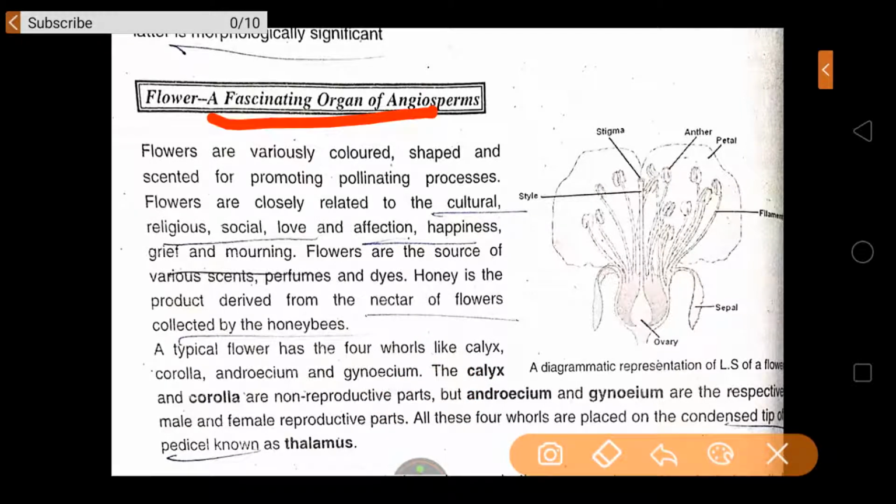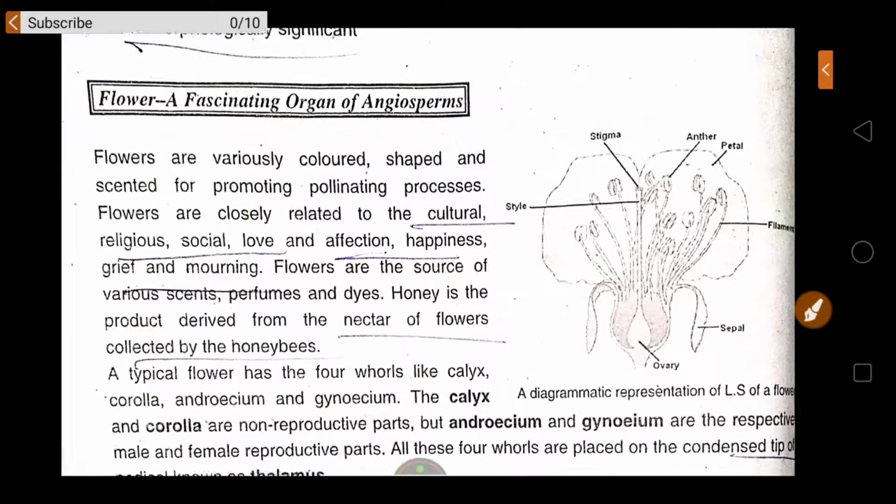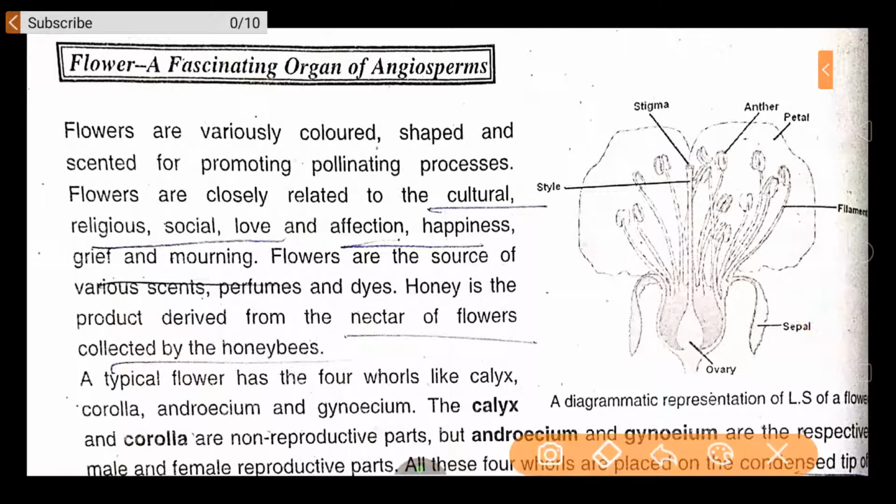Flower, a fascinating organ of angiosperms. Flowers are variously colored, shaped, and scented for promoting pollinating processes. Flowers are closely related to cultural, religious, social, love and affection, happiness, grief, and even mourning. Flowers are the source of various scents, perfumes, and dyes. Honey is a product derived from nectar of flowers collected by the honeybees. So, from here to here, nothing is to be learned. It's just general information.